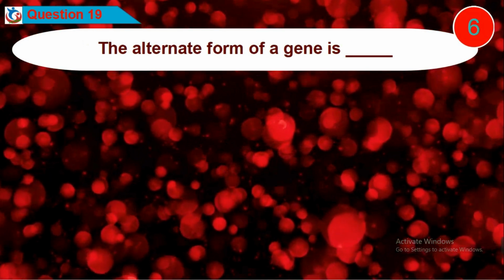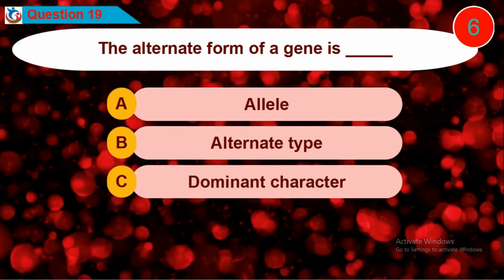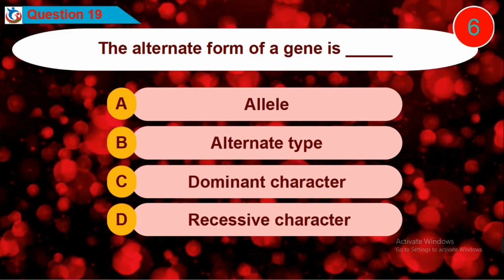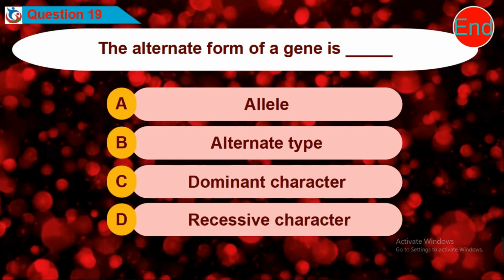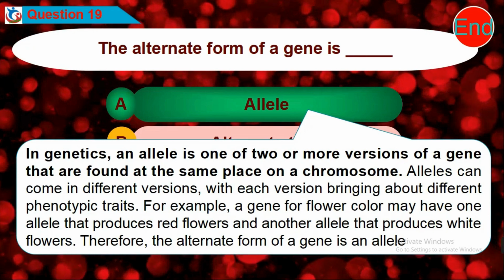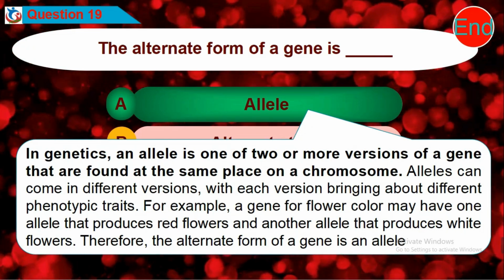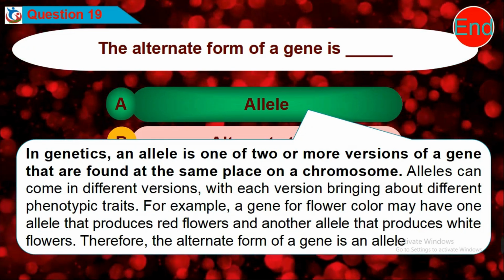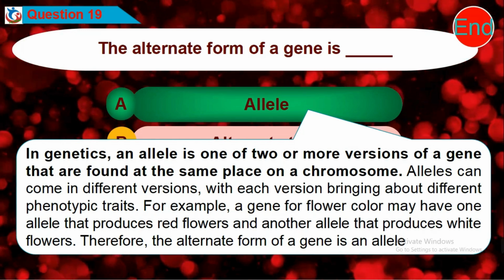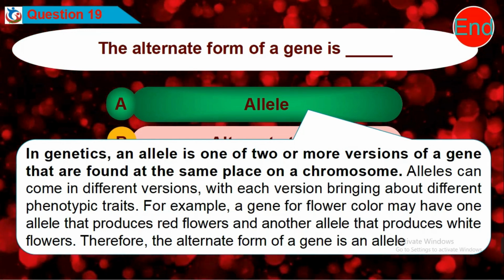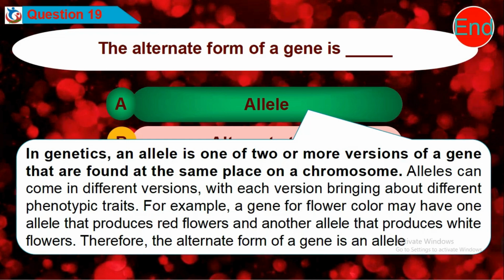Question 19. The alternate form of a gene is dash. Is it option A, B, C, or D? In genetics, an allele is one of two or more versions of a gene that are found at the same place on a chromosome. Alleles can come in different versions, with each version bringing about different phenotypic traits. For example, a gene for flower color may have one allele that produces red flowers and another allele that produces white flowers. Therefore, the alternate form of a gene is an allele.